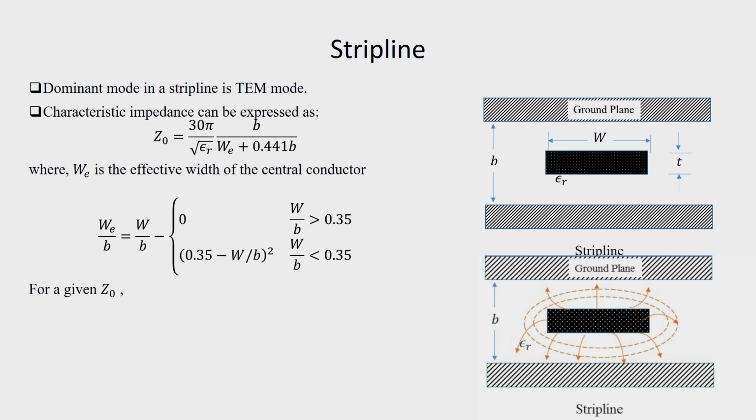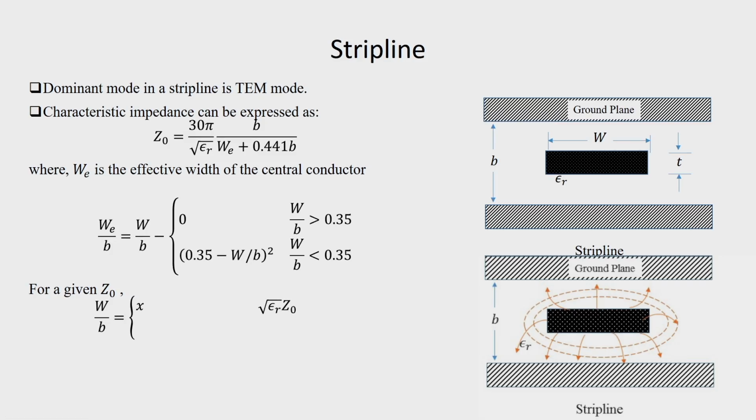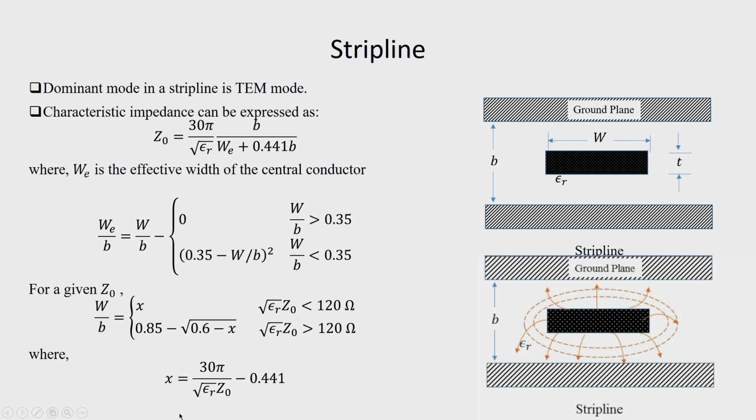Otherwise, many a times our requirement is that we know what should be the characteristic impedance, and we need to design the strip line structure for that, providing that Z naught. So, we have given Z naught, we first choose the dielectric constant epsilon r, and then we find out this factor x, which is 30 pi divided by root epsilon r into Z naught minus 0.441.